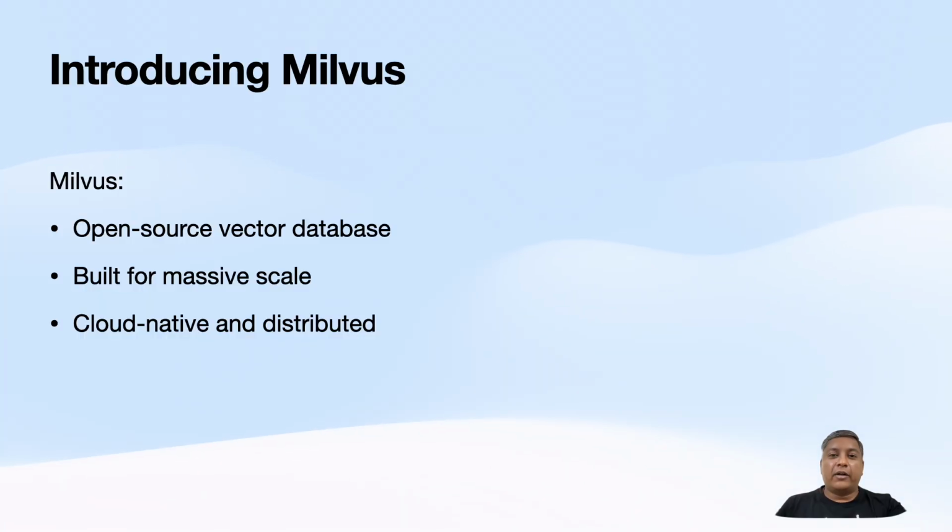One popular vector database is Milvus. Milvus is open source and designed to handle large embedding workloads. It's cloud native, distributed, and built for production use cases. It's commonly used in systems that deal with millions or even billions of vectors.